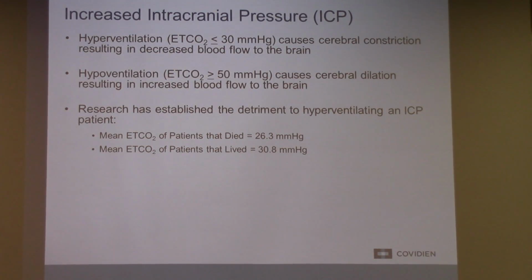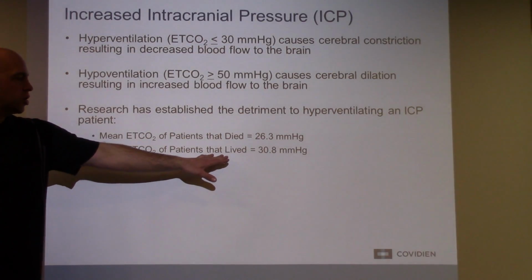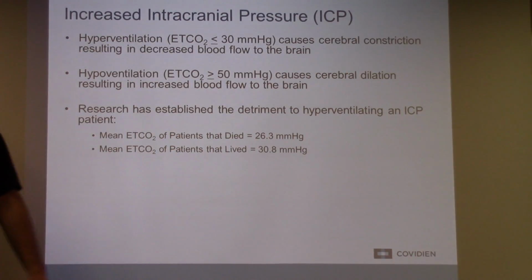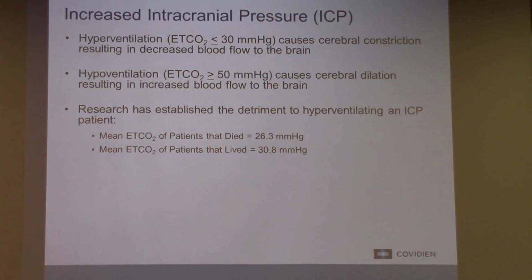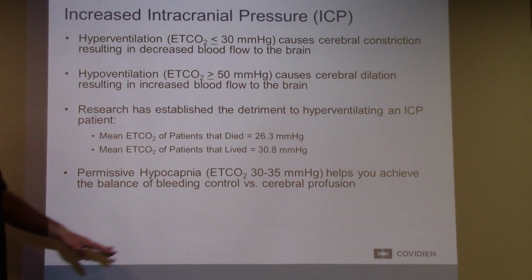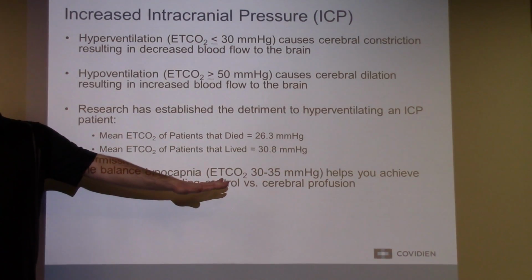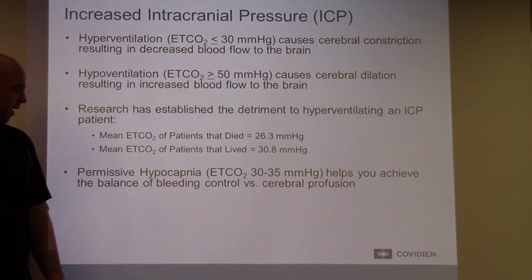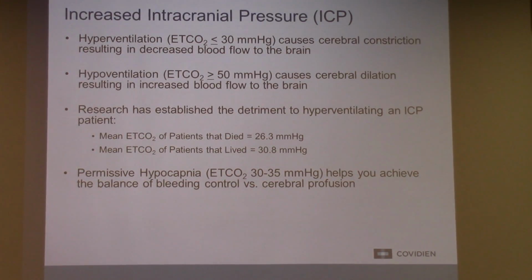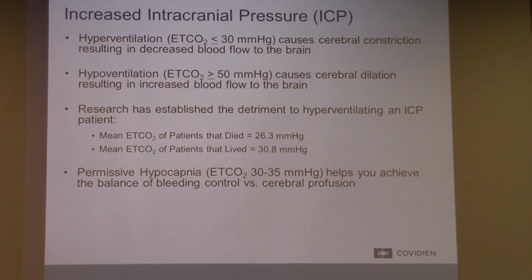So the patients that lived had an average initial end-tidal CO2 of 30.8. And then the patients that died had an average initial end-tidal CO2 of 26.3. So that's pretty narrow. Out of that was born the permissive hypocapnic approach, which most medical directors in the country agree with. But you need to discuss it with your medical director because it's not in your protocol. Okay? So a little bit of low end-tidal CO2, just slightly below normal for a little bit of constriction, a little bit of bleeding control, but not so much constriction that you're part of the problem.